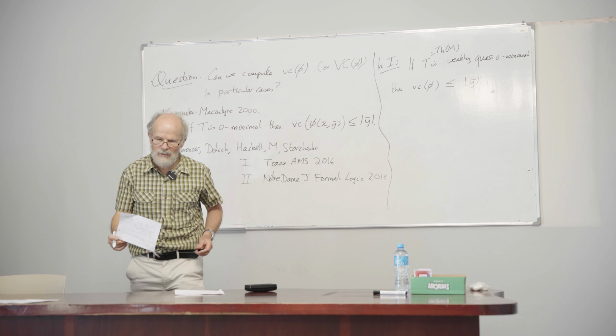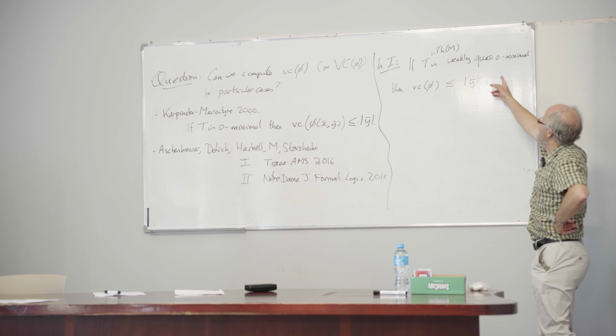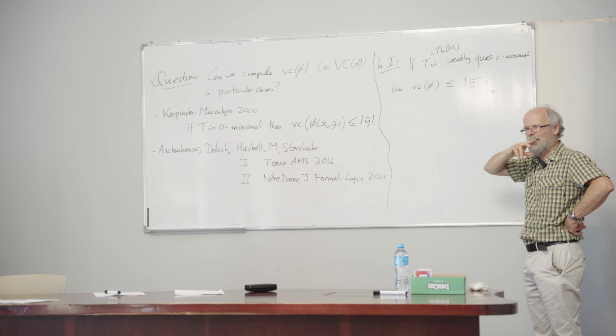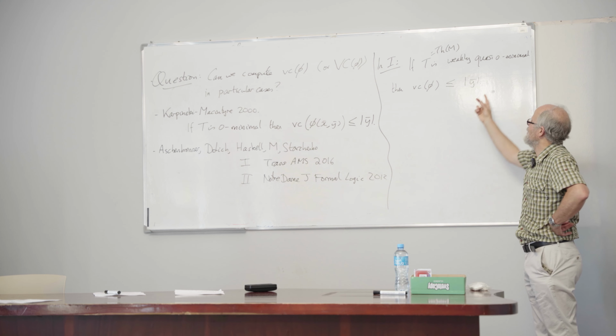When I started here, I said M is a structure. I didn't mention the theory, right? But I've mentioned a theory here because we don't know if every weakly minimal structure is NIP. But if the theory is weakly minimal, then it's NIP.